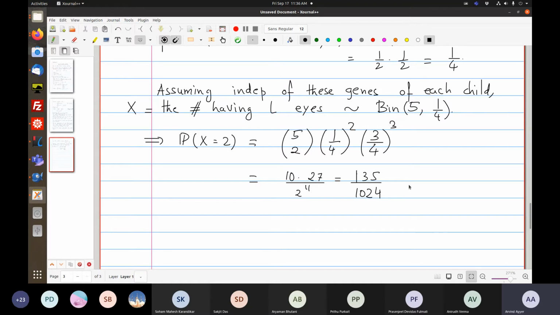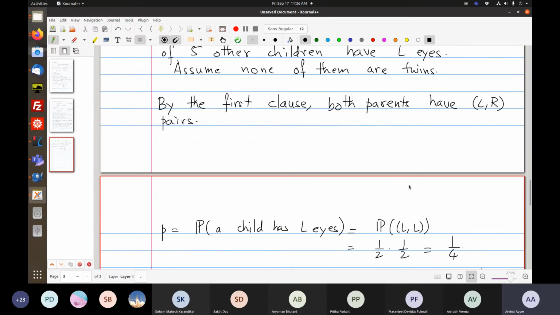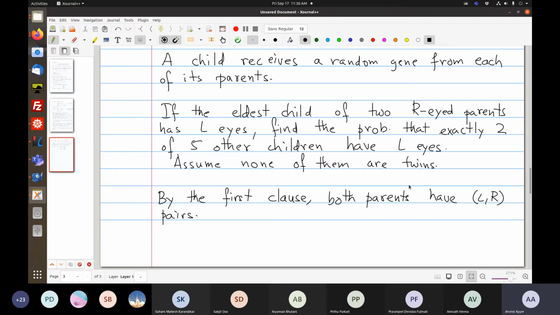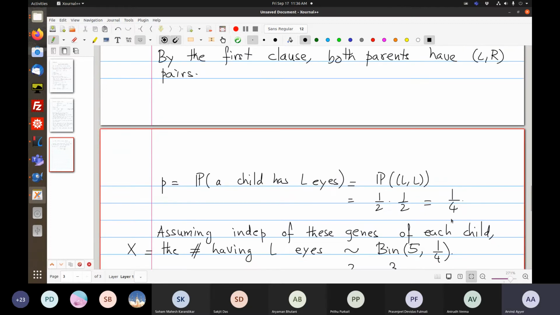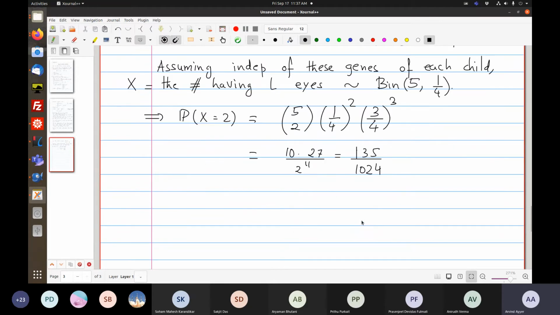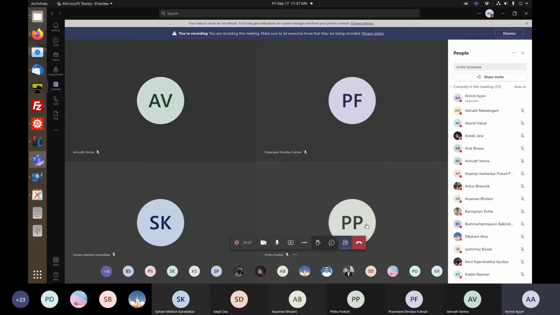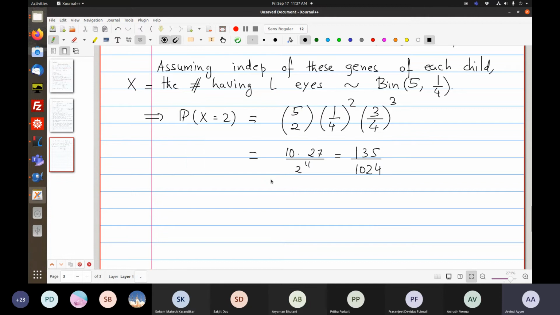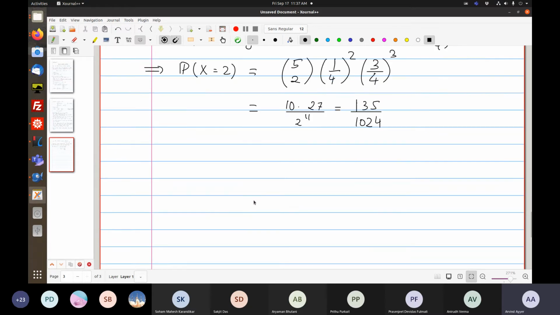So it's a fairly small number, as you should expect, because each child has probability 1/4, which is a small number, and so having 2 out of 5 children both having blue eyes is a big deal. Is the example clear? Okay, let's do one more example.